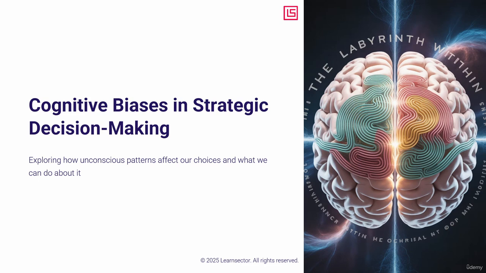Strategic decisions are rarely made in a vacuum. They're influenced by countless human factors, some conscious, others hidden from plain view. One of the most powerful forces behind our choices is cognitive bias, tendencies or patterns in human thinking that deviate from rational judgment. In this lesson, we'll explore several common cognitive biases that impact strategic thinking, how to recognize them, and what actions you can take to reduce their influence. By the end, you'll be better equipped to make decisions grounded in logic, not just instinct.